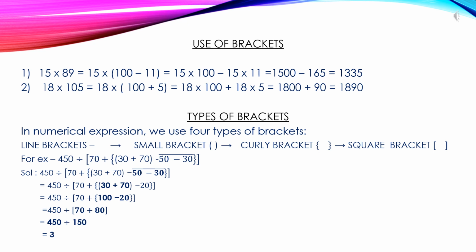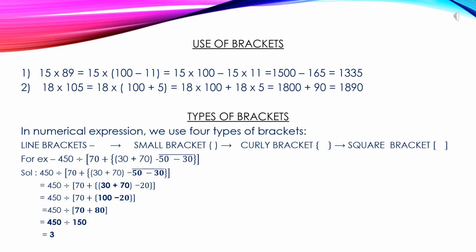1335. Second example, 18 multiply 105 is equal to 18 multiply 100 plus 5 is equal to 18 multiply by 100 plus 18 multiply by 5 is equal to 1800 plus 90 is equal to 1890. Here we replaced 105 by 100 plus 5.